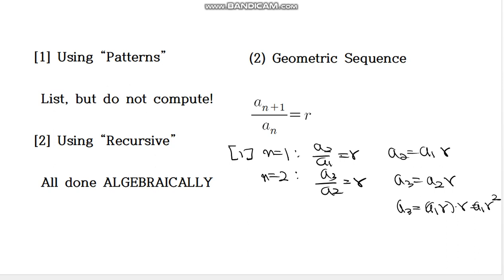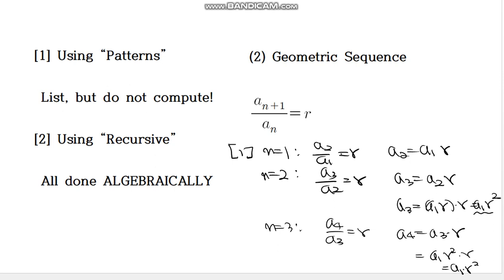Now, one step further, A4 divided by A3 is also r. A4 is A3 times r. We do know what A3 is, so this A3 gets replaced by the result here, and it's going to be A1 r squared times r. Therefore, this is A1 r to the power of 3. As you see the pattern here, right? When this is A4, the exponent is 3. When this is A3, the exponent is 2.